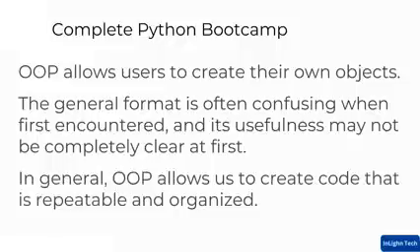OOP, or object-oriented programming, allows users to create their own objects with their own methods and own attributes. And the general format is often confusing when first encountered, particularly because of the use of a self keyword. And its usefulness may not be completely clear at first for beginners. But in general, object-oriented programming allows us to create code that is repeatable and organized, and at a certain scale, you're going to need to understand how to work with object-oriented programming in order to make sure your programs themselves are flexible. And when you're working with outside libraries, you'll see how they make use of object-oriented programming in a lot of their code.